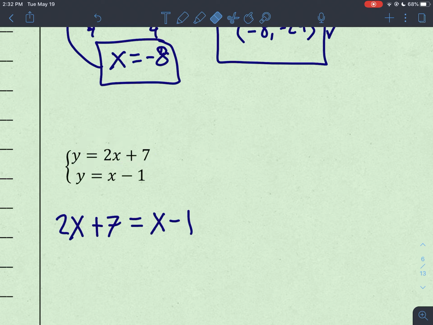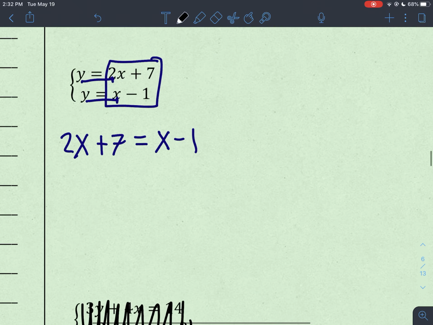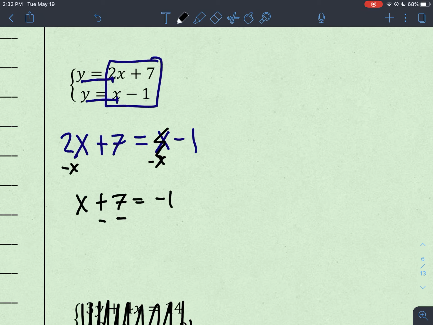Another way to think about it is, if y equals this and y equals that, these two things must be the same because they're both y. And that's what the equal sign is. Equal sign tells you something is something. So they're the same. At this point, let's go ahead and solve. Let's get our x's on one side. So we'll subtract x over here, and we've got x plus 7 equals negative 1. Subtract your 7, and you find out that x now equals negative 8.